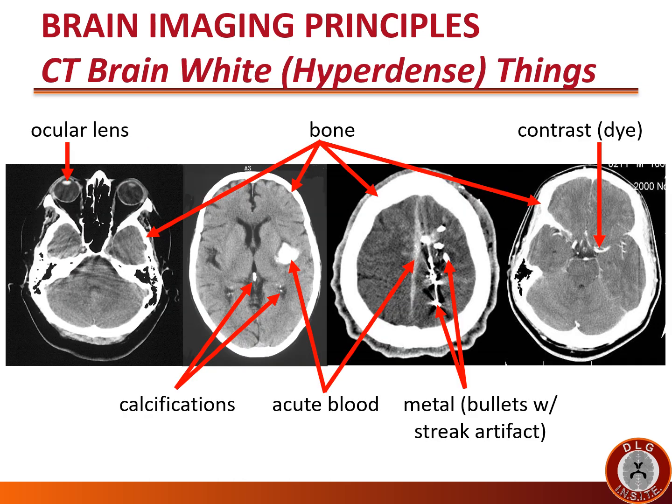This slide shows examples of things that are white or hyperdense on a CT brain. The ocular lens, bone, contrast dye, calcifications, acute blood, and metal, such as bullets, in this case with streak artifact, or aneurysm coils in other pictures, are white or hyperdense on CT scans.